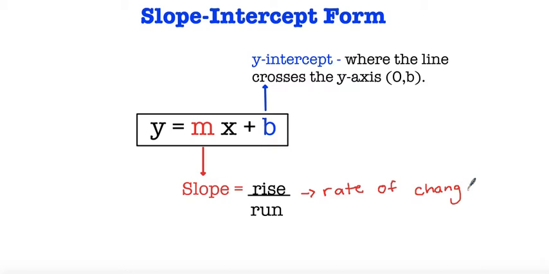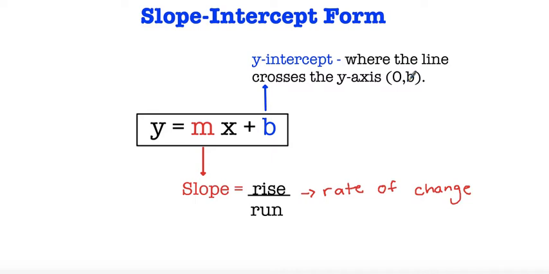And our y-intercept is represented by our variable b. So our y-intercept is where the line crosses the y-axis. So in other words, it's where our line intercepts the y-axis. Our y-intercept can be represented as a coordinate where x is 0, which is why we have (0, b) here, and then the b would be the y value.